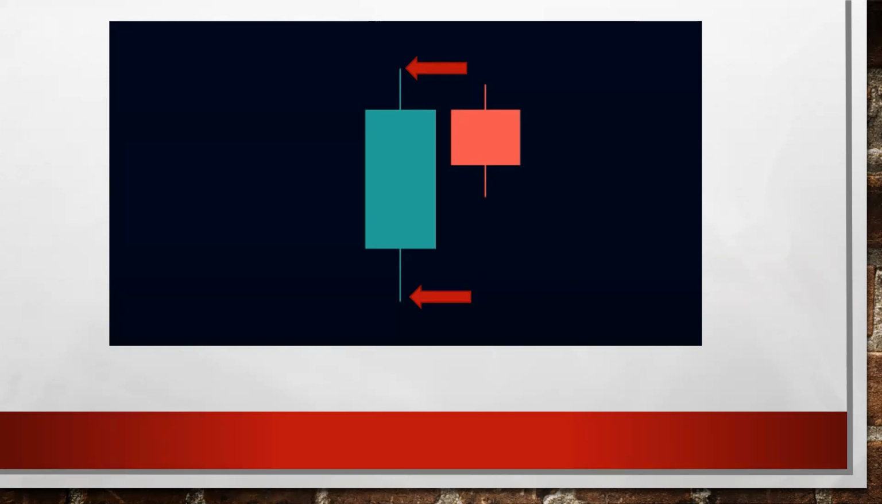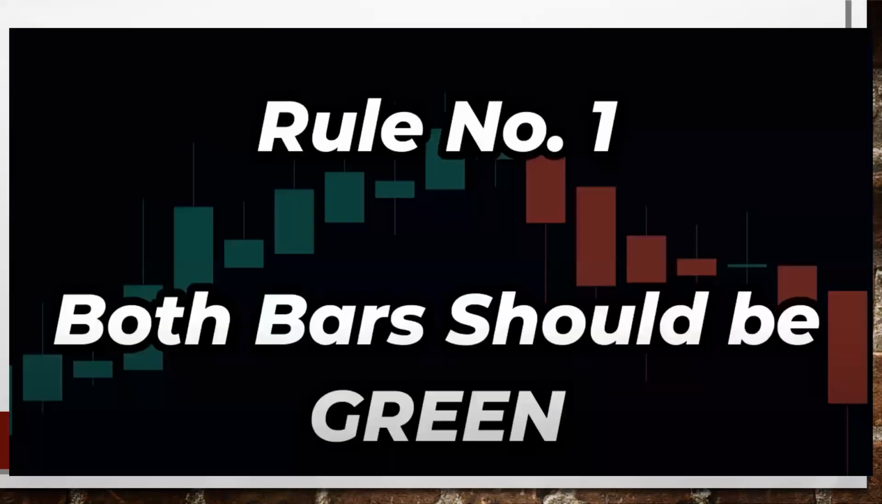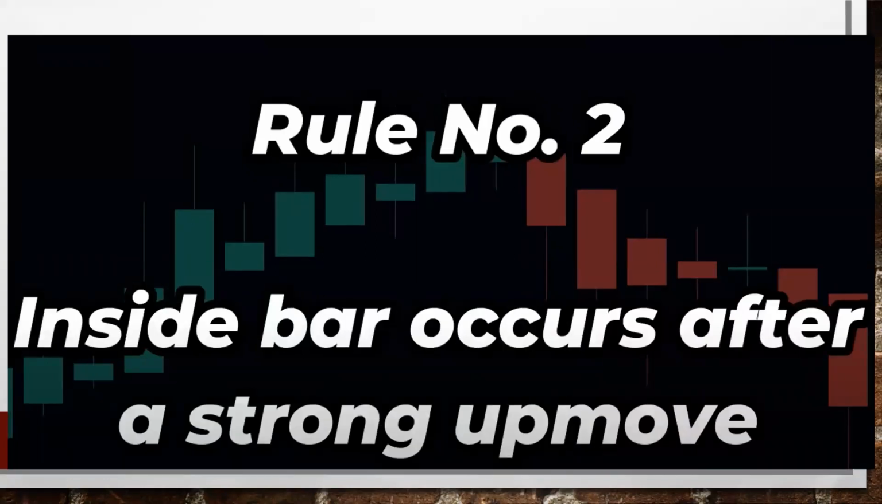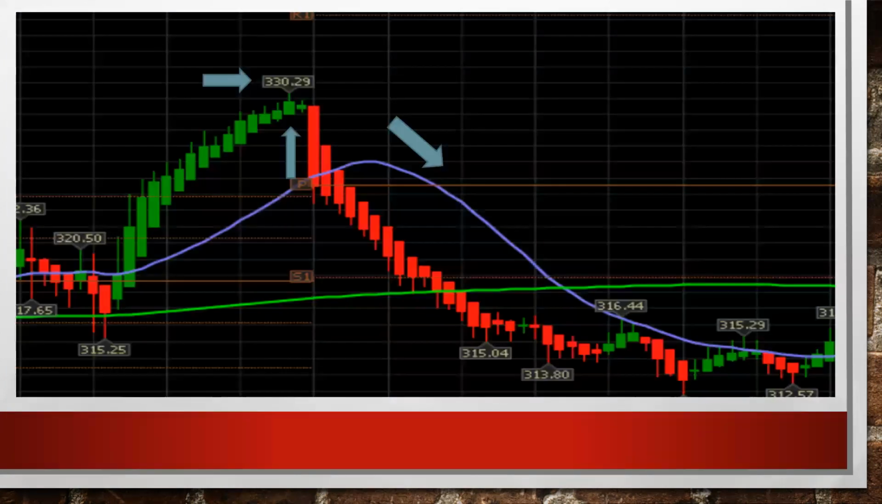Now let's see what these candles look like if we're looking at HA candles. Rule number one for HA candles, both bars need to be green. Rule number two, the inside bar occurs after a strong upward move. So both of the candles need to be green, and we're looking for it to be at the height of an upward move. Let's see what this looks like on a chart.